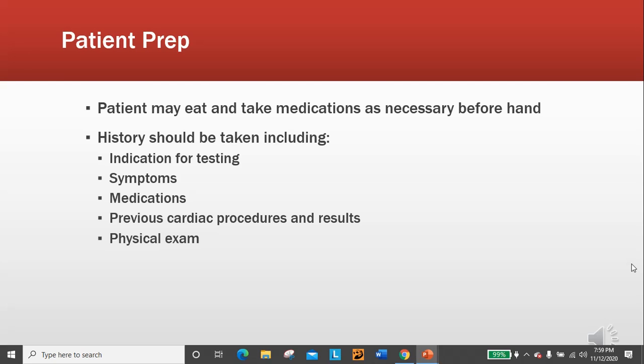As for patient prep for the MUGA procedure, there is not too much patient prep at all. The patient should be made aware of what the scan entails, and then they should be prepared for getting an IV. Now, the patient may eat or take medications as necessary before the procedure, and a history should be taken, including indication for testing, symptoms, medications that they're currently on, any previous cardiac procedures and results. A physical exam, any history from that should be taken, as well as any previous nuclear medicine studies.